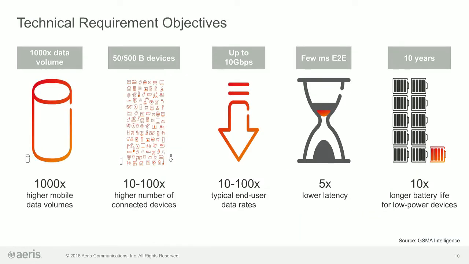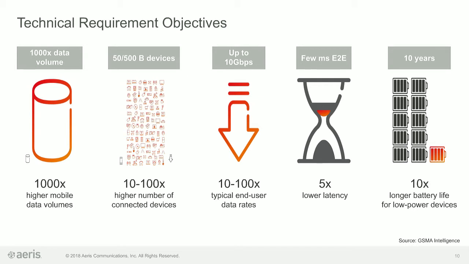The next slide shows the technical requirement objectives that were set for 5G. First of all, they expected to be able to see a 1000x data volume increase. That 1000x is going to stretch the capabilities of wireless networks across the board, certainly for what's possible today, and therefore future technologies will need to be able to support the high throughput capability that the services requirements will need.